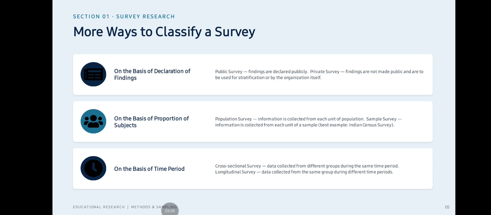On the basis of proportion of subjects, population survey: information is collected from each unit of population. Sample survey: information is collected from each unit of a sample. On the basis of time period, cross-sectional survey: data collected from different groups during the same period of time. Longitudinal survey: data collected from the same group during different time periods.